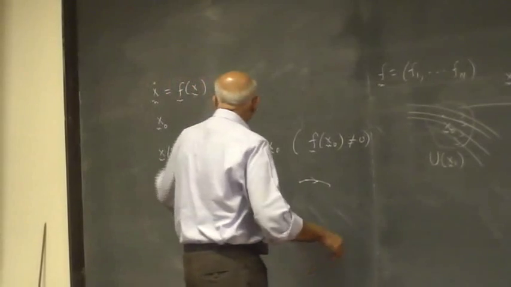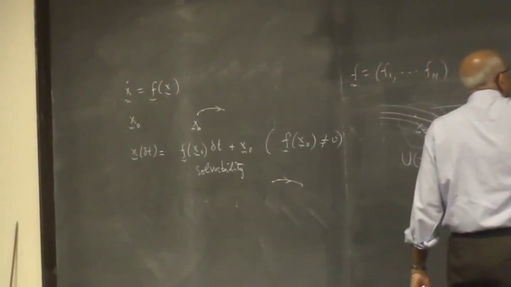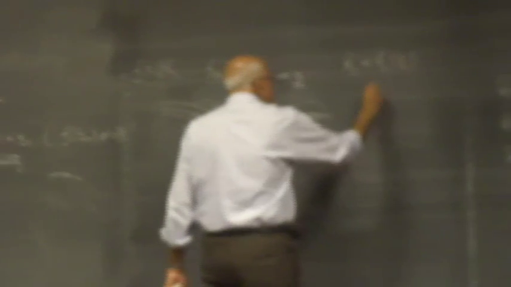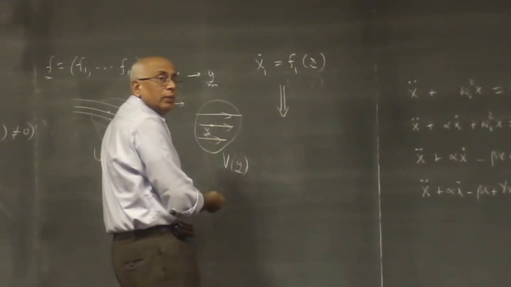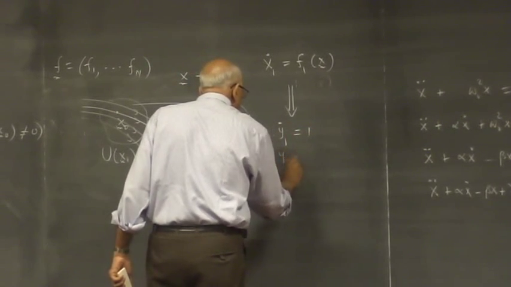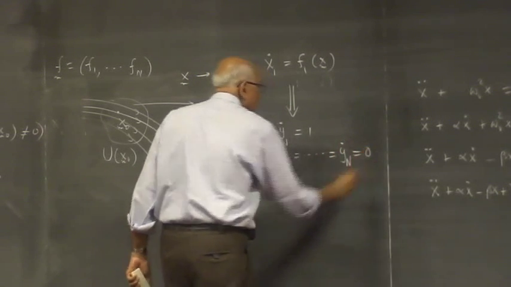And what does that imply? It implies that the set of equations x1 dot is f1 of x, etc. This set of equations goes over into another set of equations in the y variables, which is y1 dot equal to 1, y2 dot equal to dot dot dot equal to yn dot equal to 0.